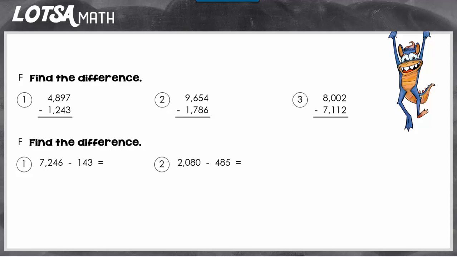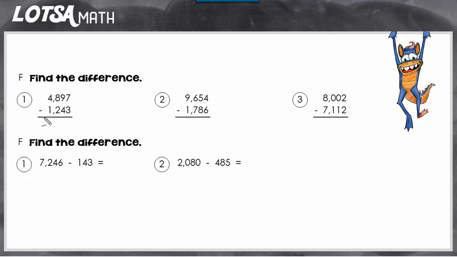On vertical problems, it's no big deal because usually they're lined up already. But on horizontal problems, you want to be really careful that you line them up correctly. And then you're going to start in the ones place and subtract, then the tens place, then the hundreds, then the thousands. So let's look at number 1.